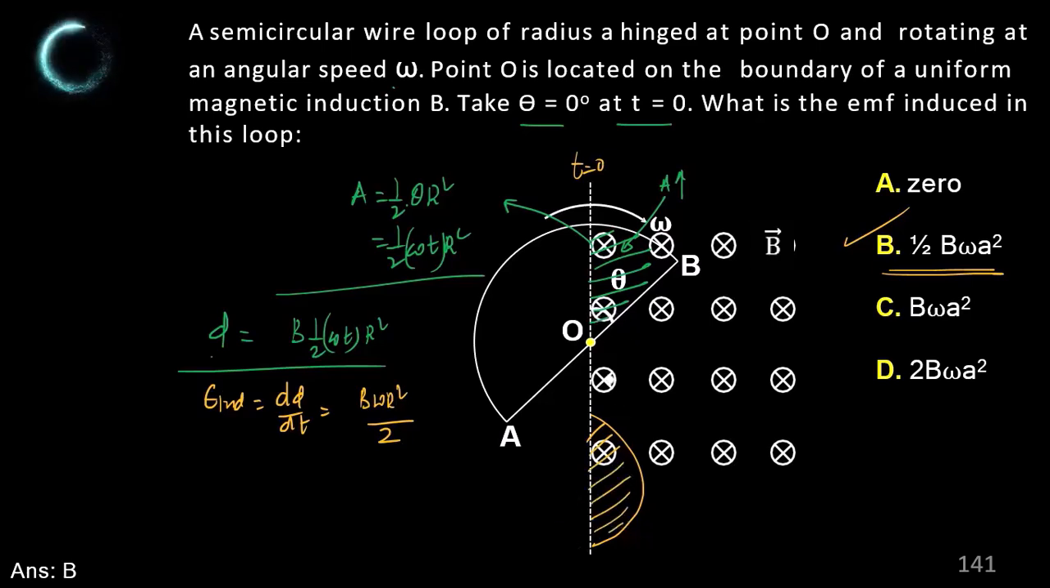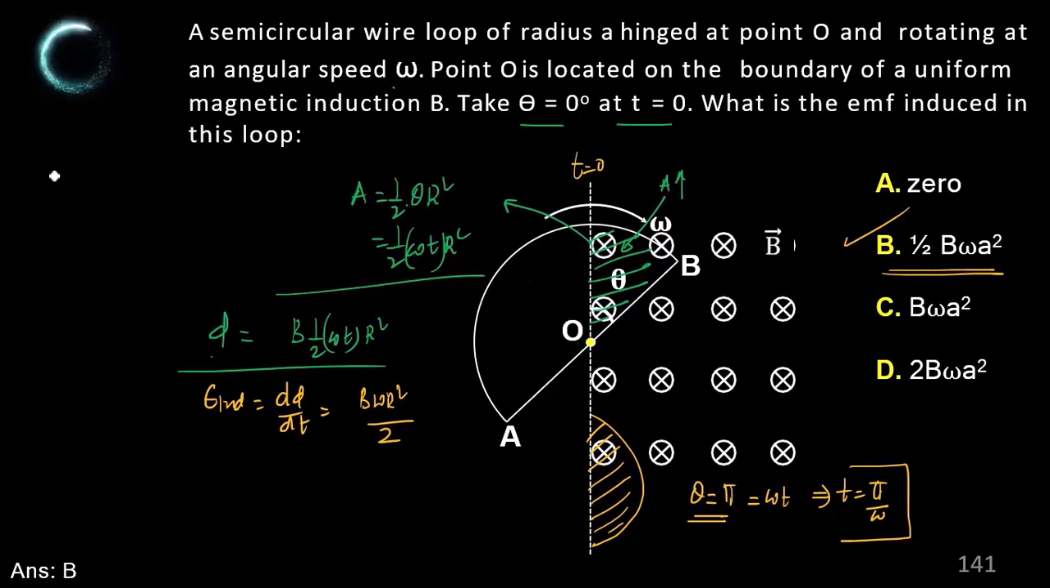So for that, theta should be equal to how much? Theta should be equal to pi. If theta equals pi, that should be equal to omega into t. So what is the t? That t equals pi by omega. So after pi by omega time, the entire loop will be inside the magnetic field.